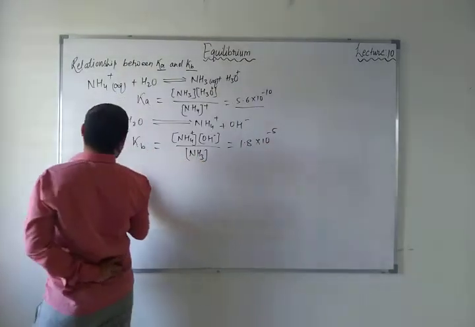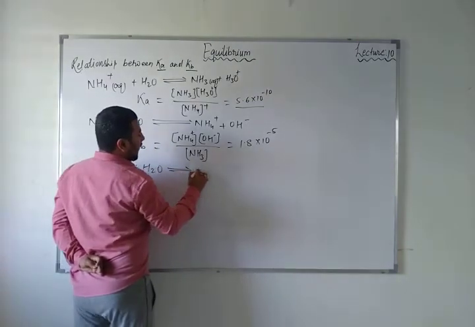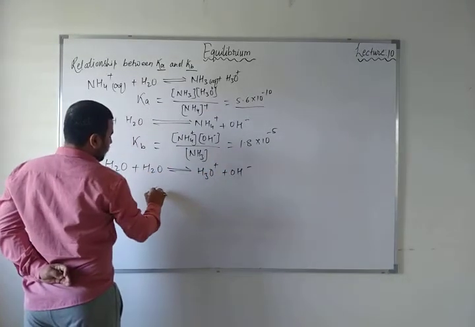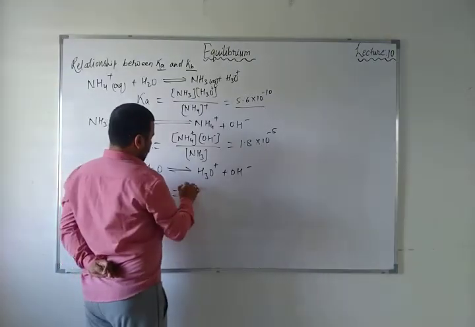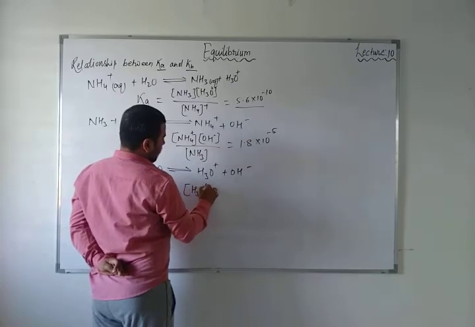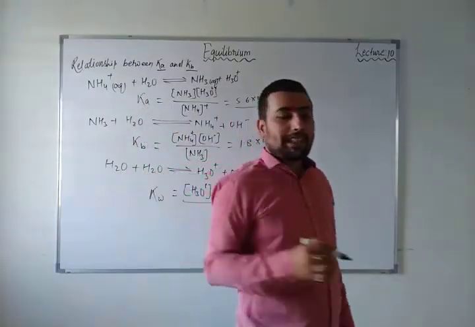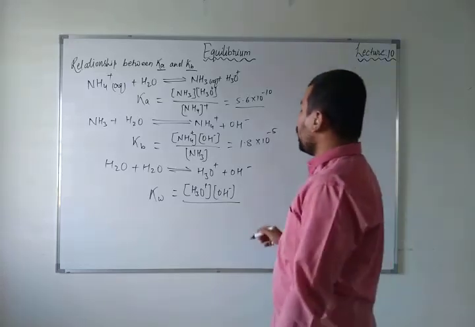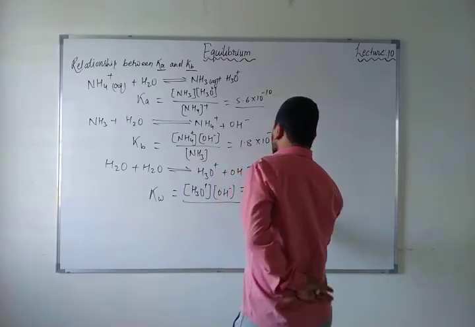Now tell me the main reaction: water plus water, H2O plus H2O, is equal to H3O plus and OH minus, right? So here Kw is equal to H3O plus into OH minus. And what will we write in the case of reactant? No need to write, because here it is water and water. Since we are calculating the value, you know very well, we just write 1.0 into 10 to the power minus 14 molarity.